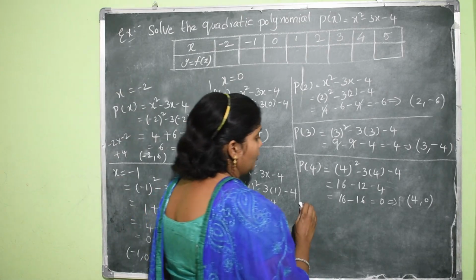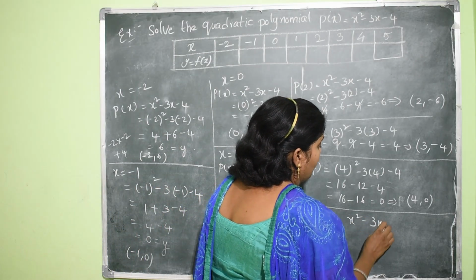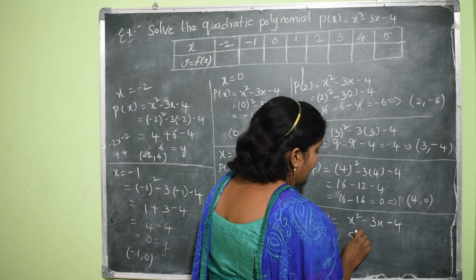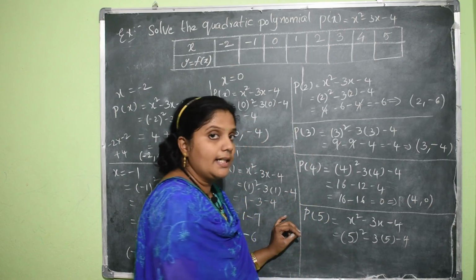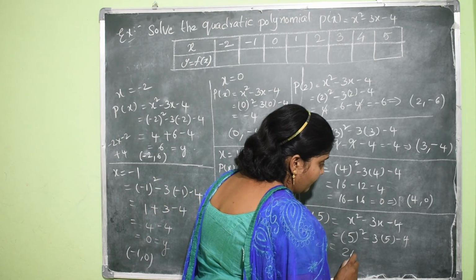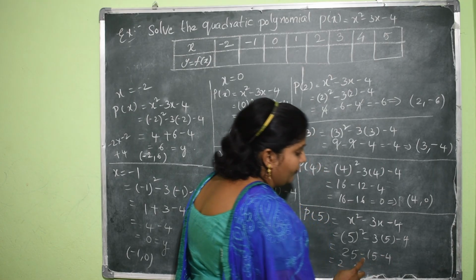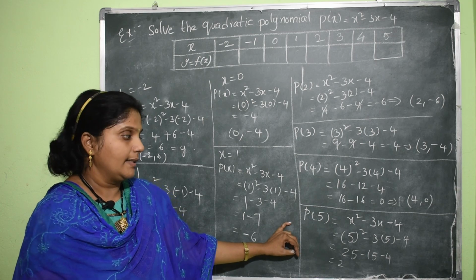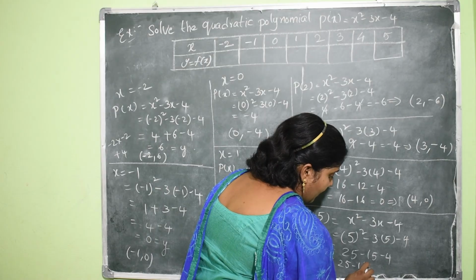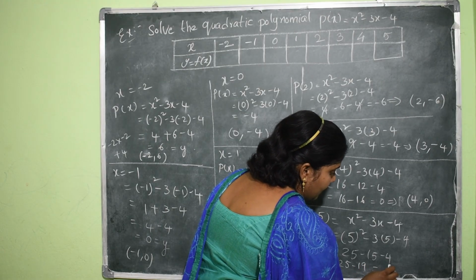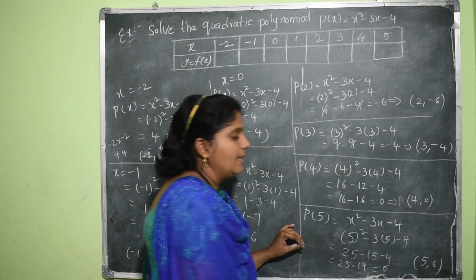So next p of 5 value. P of 5, that is x square minus 3x minus 4. So 5 square minus 3 into 5 minus 4. So 5 5s are 25, minus 3 5s are 15, minus 4. So 15 plus 4 is 19, since both are having the same sign, that is minus, and I am keeping the negative sign. So 25 minus 19, that is 6. So for p of 5 value we got 5, 6.